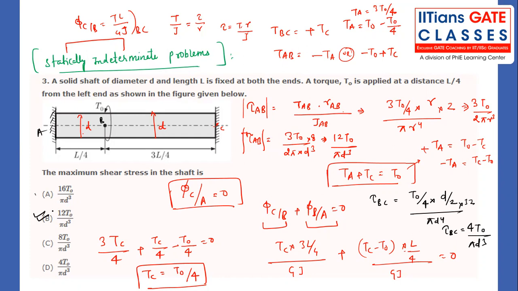So the maximum shear stress will be in AB. If they had asked what is the maximum shear stress in the BC member, the answer would be 4T naught divided by pi d cubed. That would be the other option. But right now for this question, B will be correct. Right? So in this fashion, my dear friend, you have to solve numericals of twisting, that is, the torsional loading case. Getting my point?